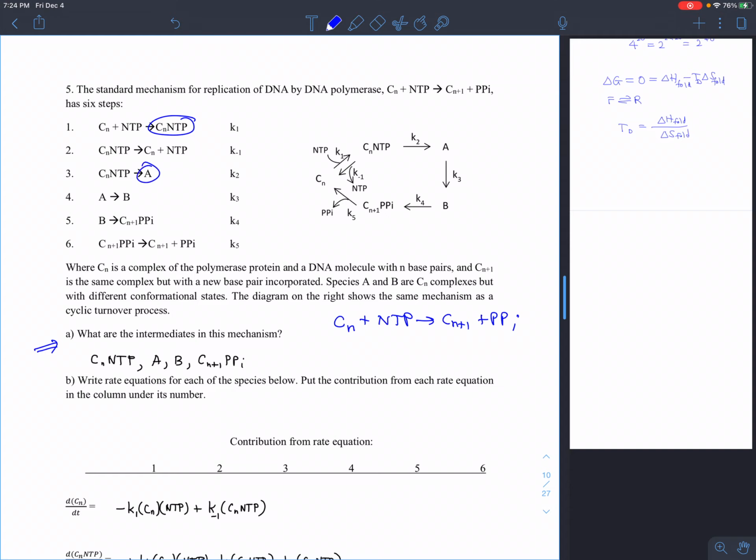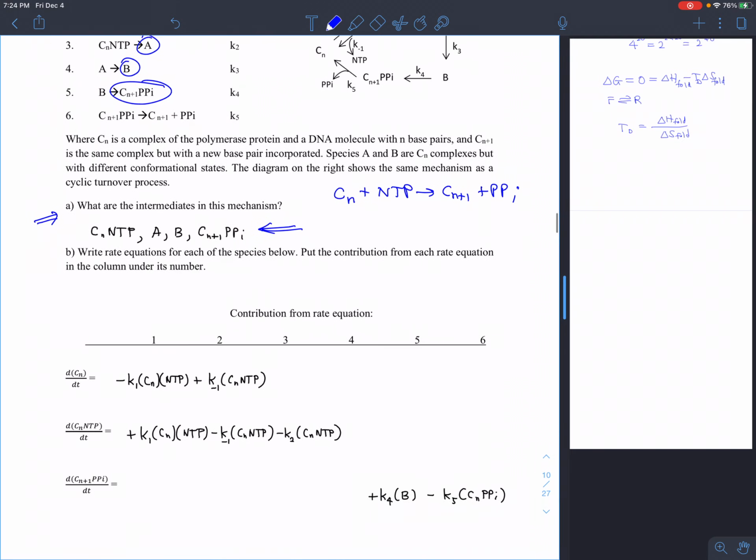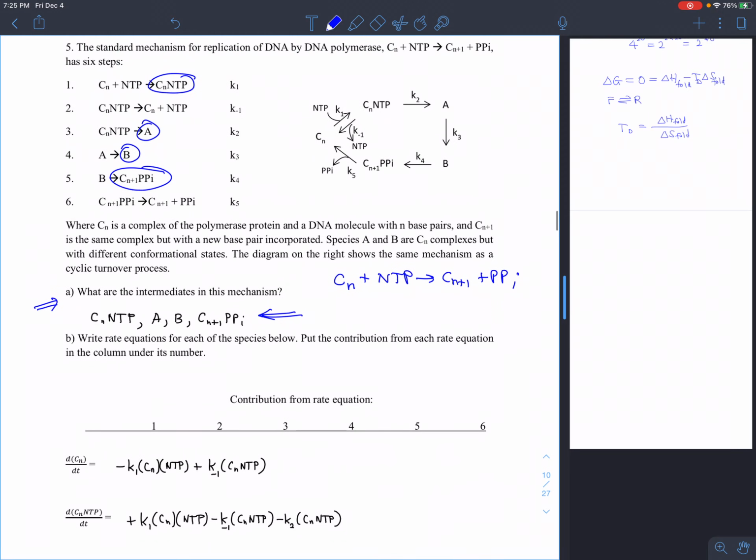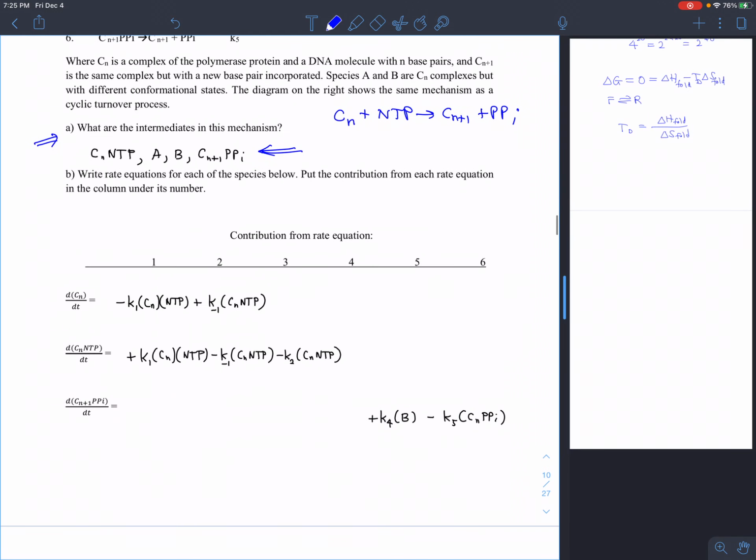There's that A is an intermediate, B is an intermediate, CN plus 1.PPI is an intermediate, and I think that's it. So those 4 are intermediates, and here they are listed. That's pretty straightforward. And then it asks you to write the actual rate equations for 3 of the intermediates actually, CN.NTP and CN plus 1.PPI. Let's just do one of them in the interest of time.